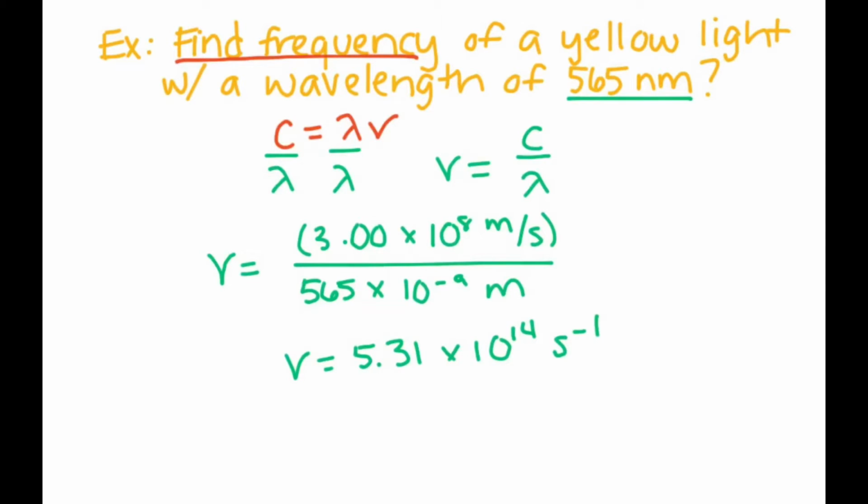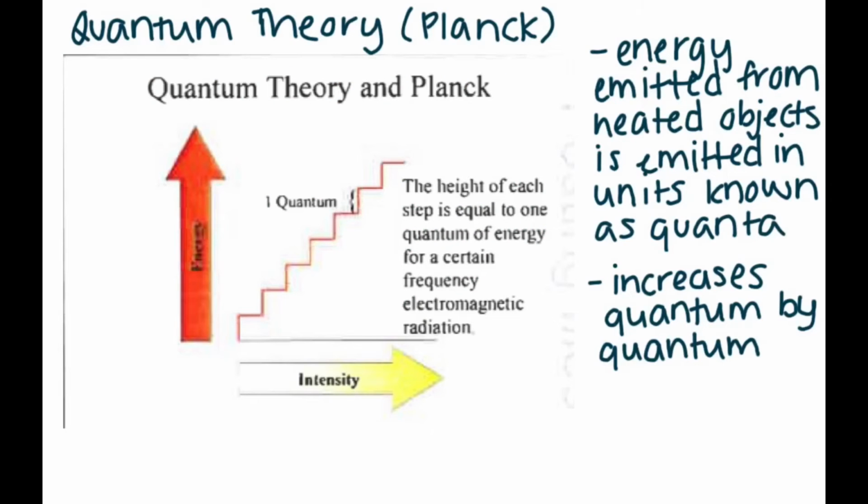seconds to the -1st. The next thing we're going to talk about is the quantum theory, which was proposed by Planck, and he said that energy emitted from heated objects is emitted in units known as quanta, and that energy increases one quantum at a time. It doesn't skip a quantum or only increase half a quantum.